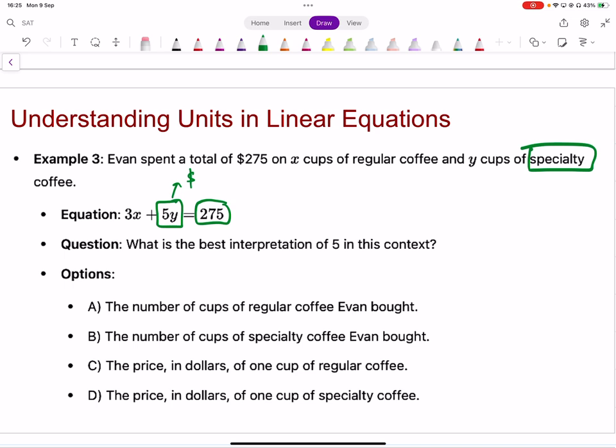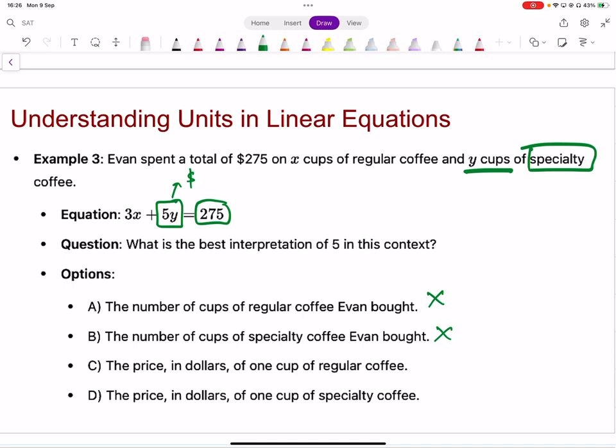Now look at the options. A, the number of cups of regular coffee she bought. We're not even talking about regular coffee here. That was X, right? That's irrelevant. This is not correct. The number of cups of specialty coffee she bought. The question tells you why is the number of cups, so that's not correct either, right? The price in dollars of 1 cup of regular coffee and the price in dollars of 1 cup of specialty coffee.